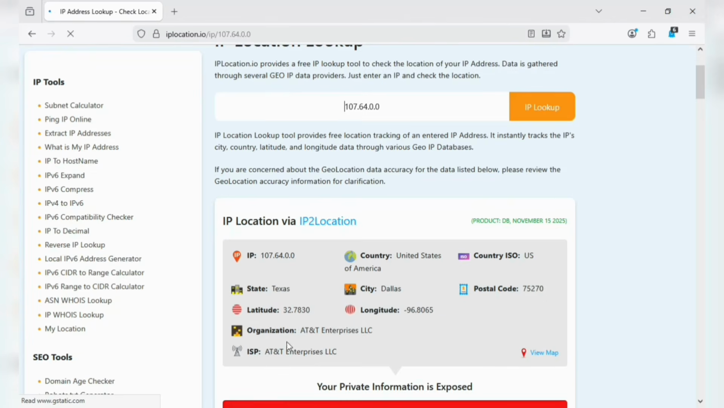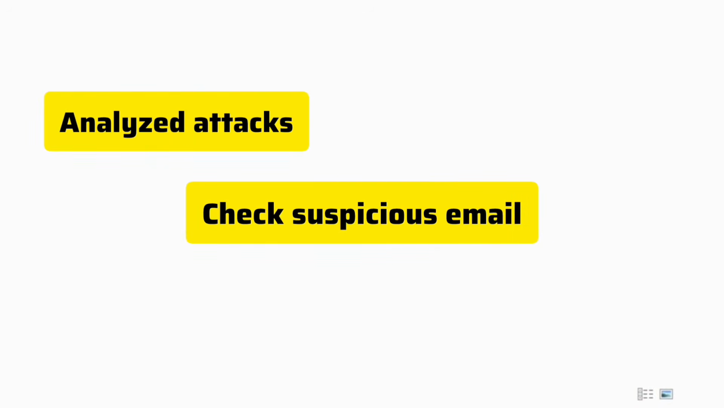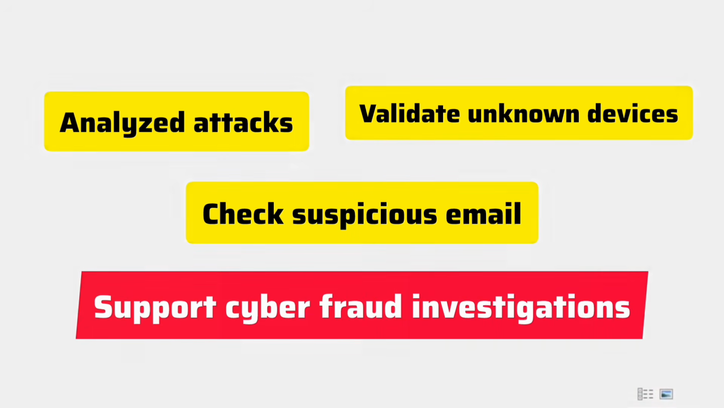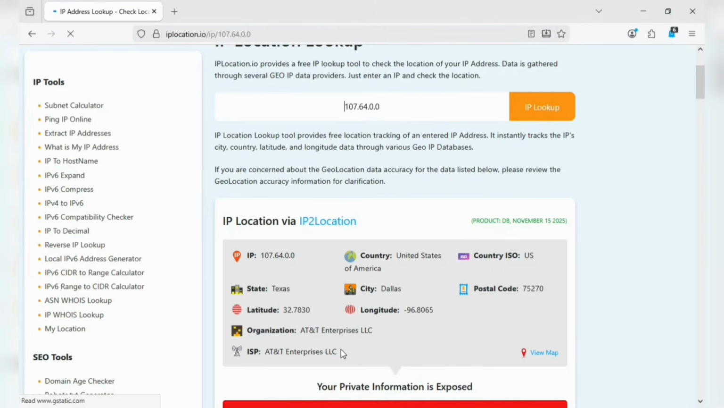For many investigators, this information alone is enough to begin tracking, profiling, and shutting down a scammer or cybercriminal's online footprint. It gives you a digital starting point to understand where the traffic is coming from and whether the IP is suspicious, legitimate, or associated with a VPN or hosting server. You can also use this information to analyze attacks, check suspicious emails, validate unknown devices, or support cyber fraud investigations. In short, this tool is extremely helpful when used properly and ethically.